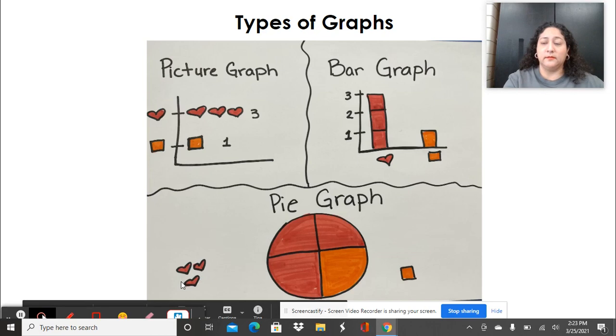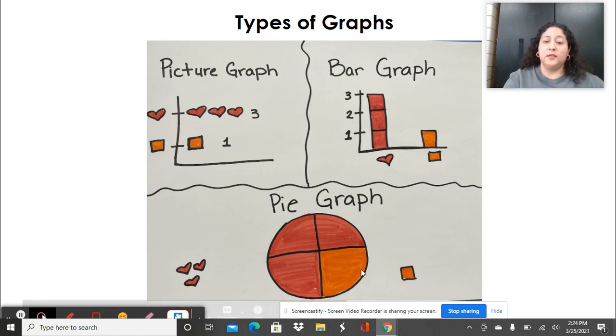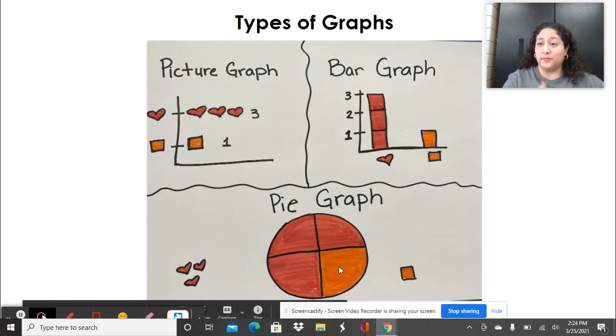And so I have 3 hearts and the red. They're color red, right? The hearts are red. So I colored in 3 slices of the pie because I have 3 hearts. And I color them red so that I can remember that the heart is red. So this is the part of the hearts. And then the square is orange and I only have 1. So I'm only going to color 1 slice. Okay, so 3 hearts, I colored 3 slices. 1 square, I color 1 slice.